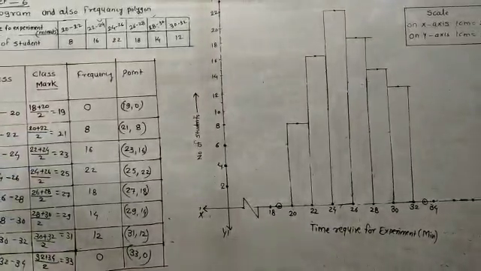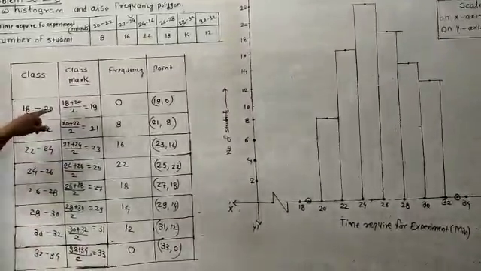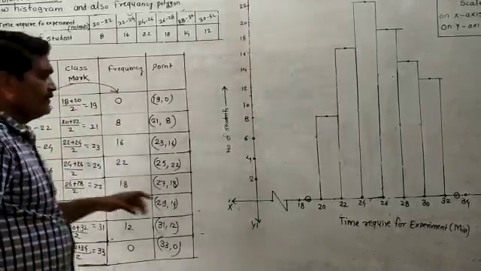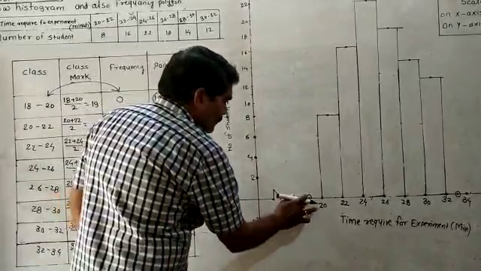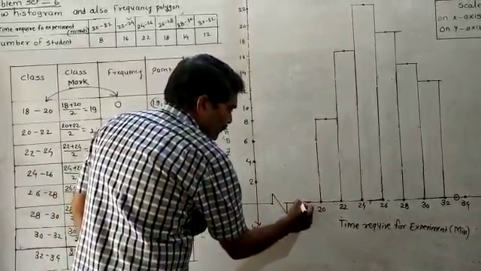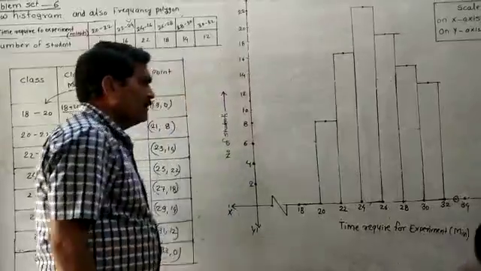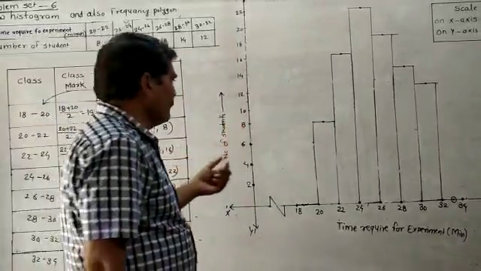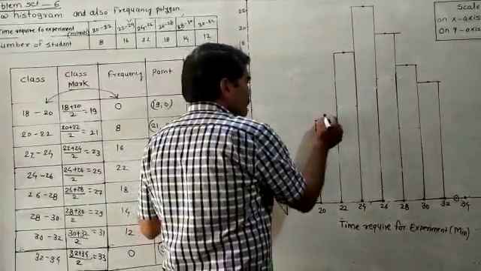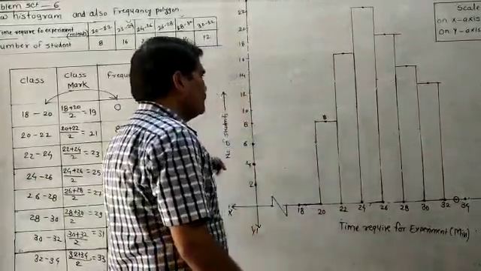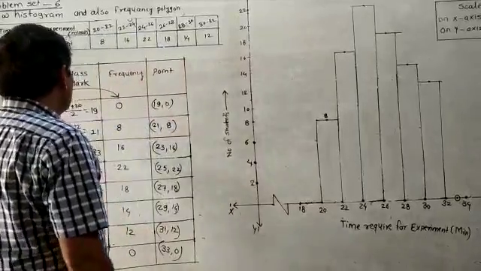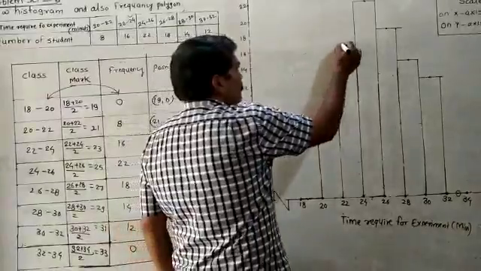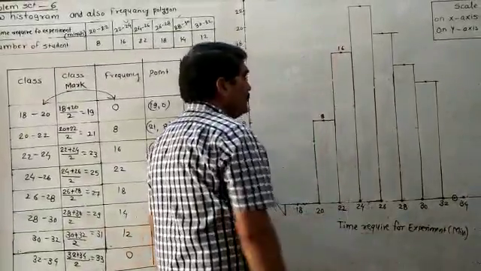So you have to see that the frequency of 18 to 20 class is 0. So I will say that frequency of this class is 0. 0 frequency means no bar will come. Then next class 20 to 22, frequency will come 8. Then next class 22 to 24, frequency is 16.